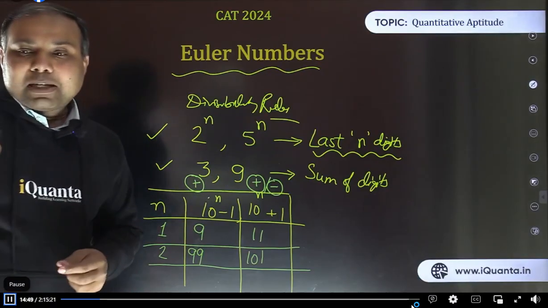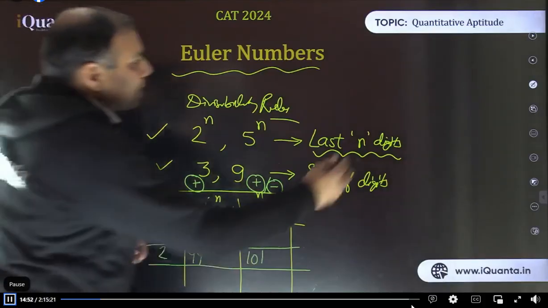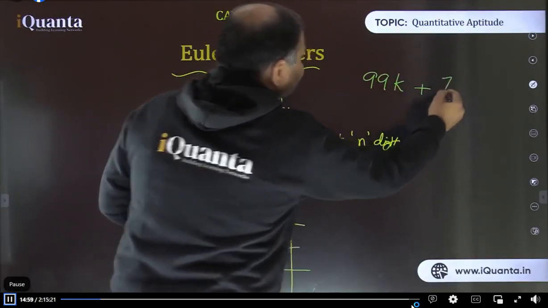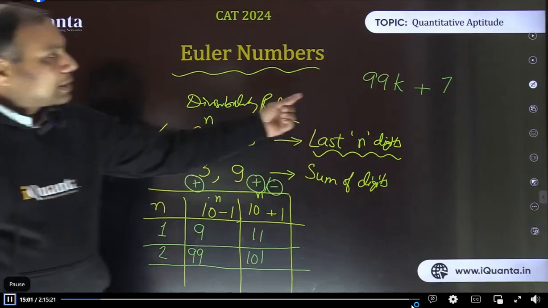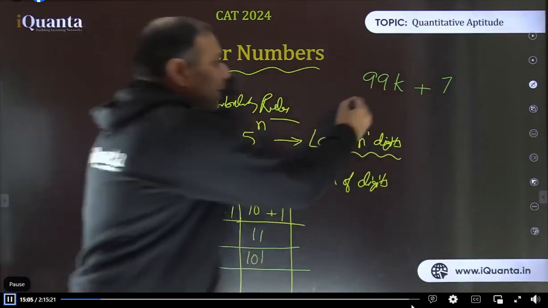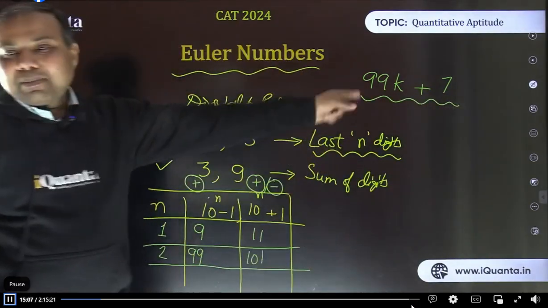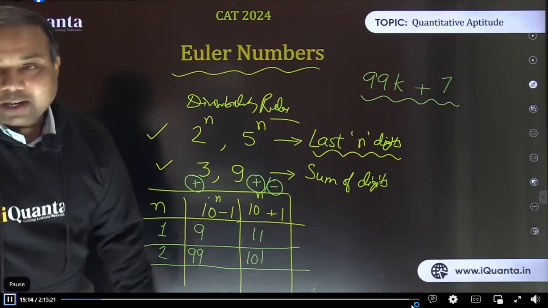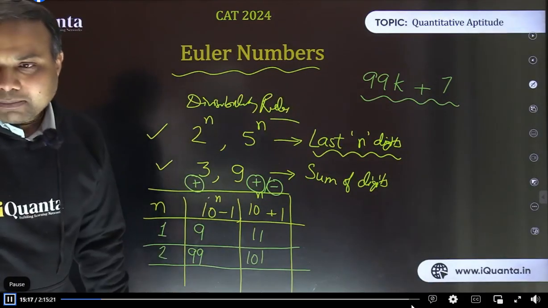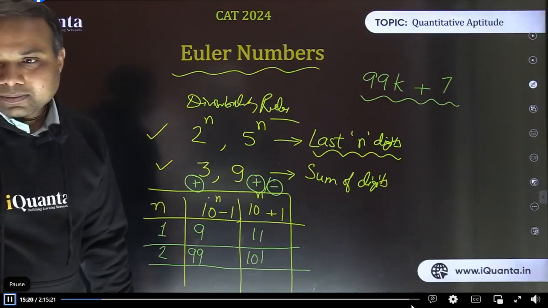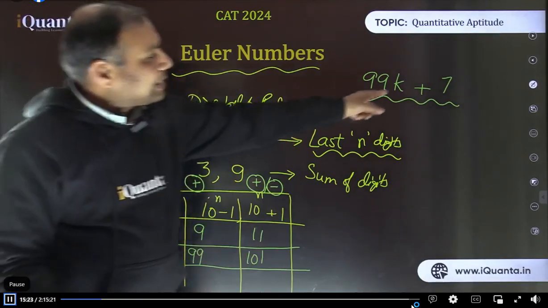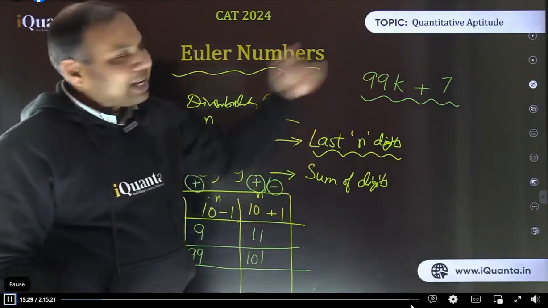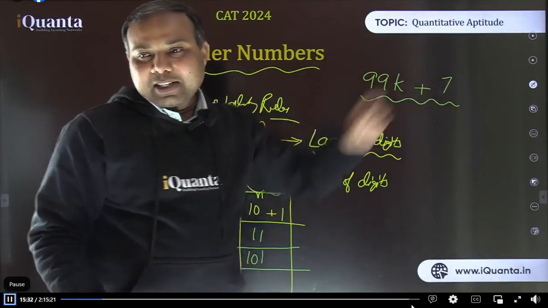One more. If a number is not divisible by 99, let's say when divided by 99 it gives some remainder, suppose 7. I do not know what the number is, but this number when divided by 99 gives remainder 7. Can you tell me what will be the remainder when the same number is divided by 11? Please write in the comments. Yes, of course, 7. Because this 99k, whatever be the value of k, is divisible by 99, so it is divisible by 11 as well. So the remainder will be obtained from the remaining term, that is 7.